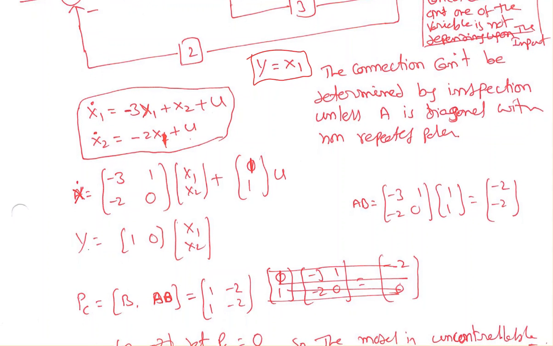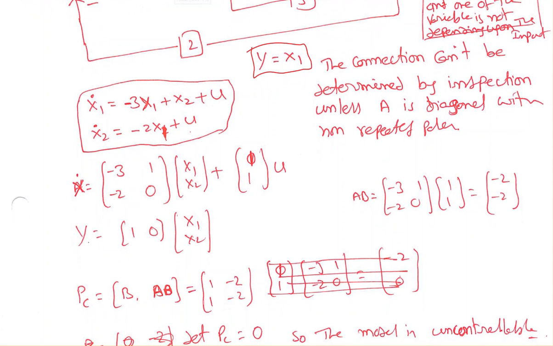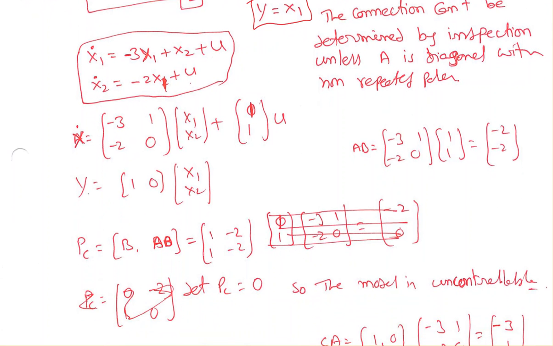So x dot, I found A matrix, B matrix and C. So first we will find PC: B times AB. B is 1, 1. AB, I found out minus 2, minus 2. So determinant of PC equal to 0. So the model is uncontrollable.